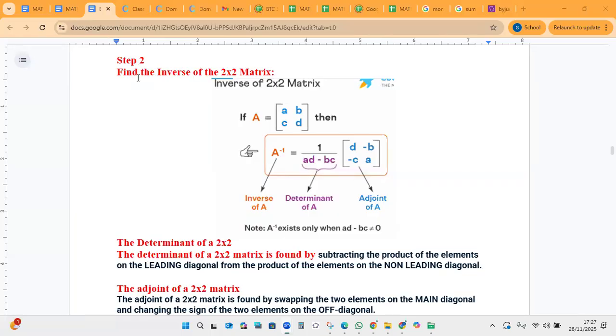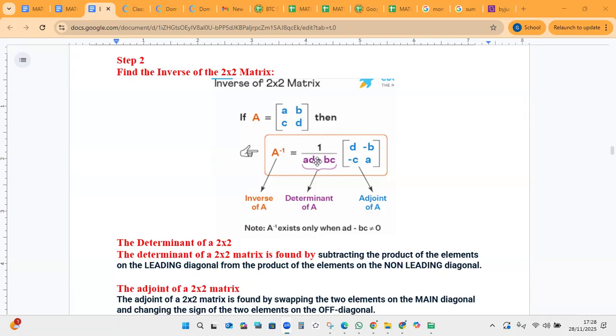Step 2 is to find the inverse of the 2 by 2. Now, to find the inverse of a 2 by 2 matrix, let's say A is equal to A B C D, it is 1 over the determinant times the adjoint. Okay, here's the symbol for inverse. It's a -1 on the top right corner. So A inverse is equal to 1 over the determinant. The determinant you calculate by multiplying the leading diagonal, that's A times D, minus the non-leading diagonal, which is B times C.